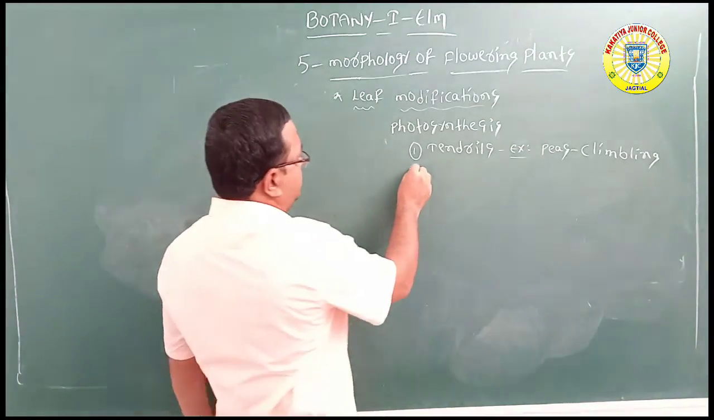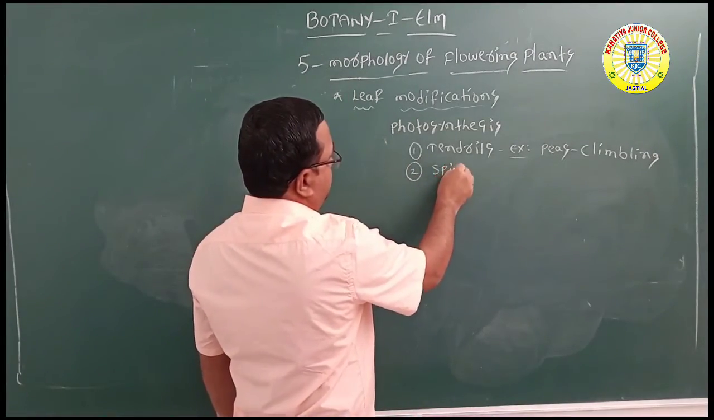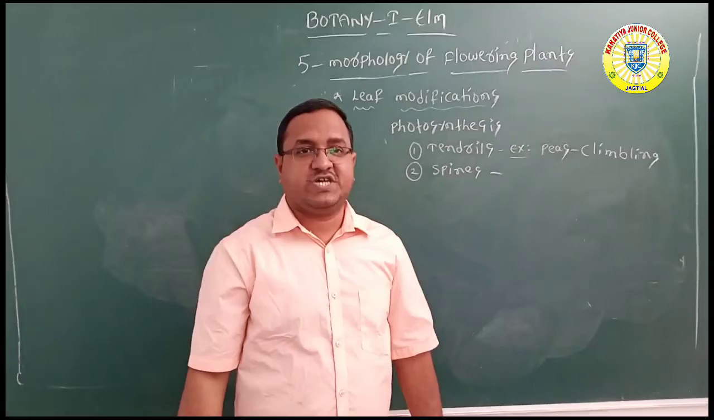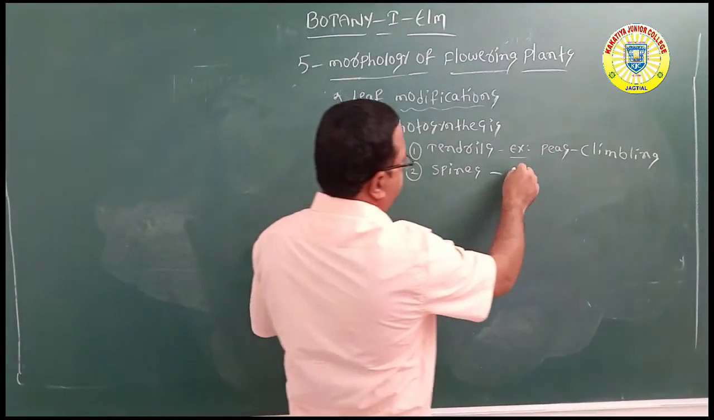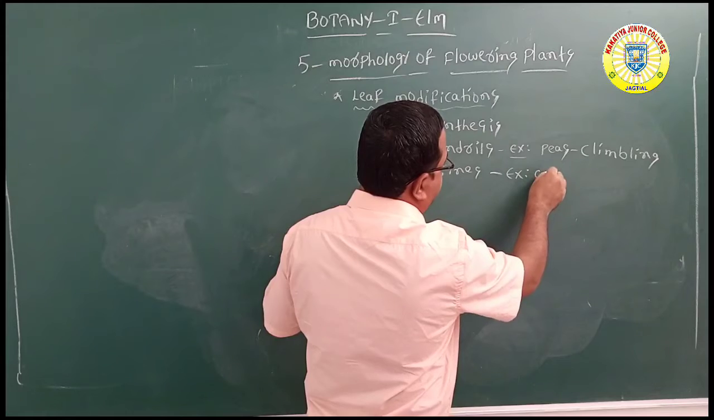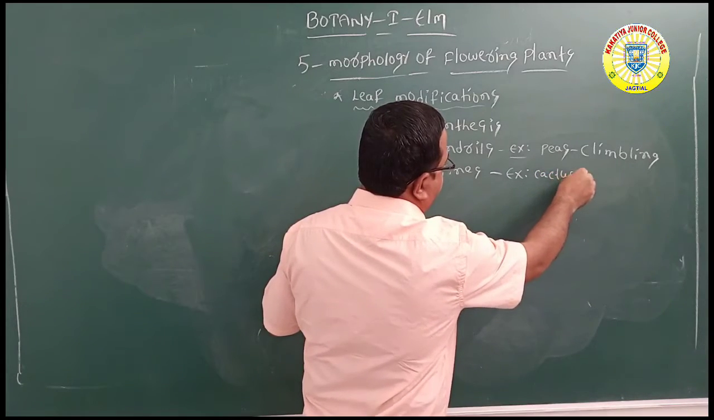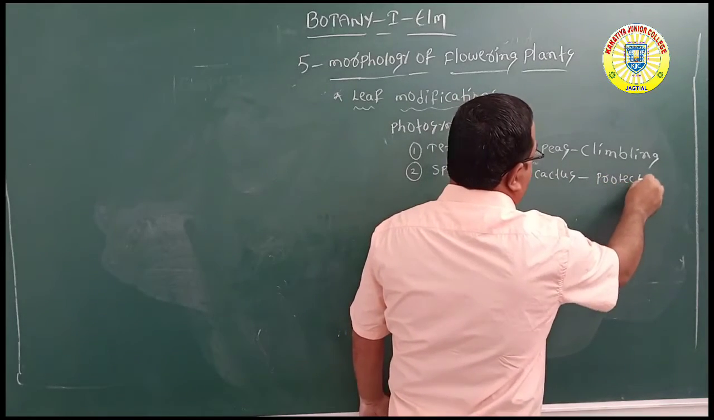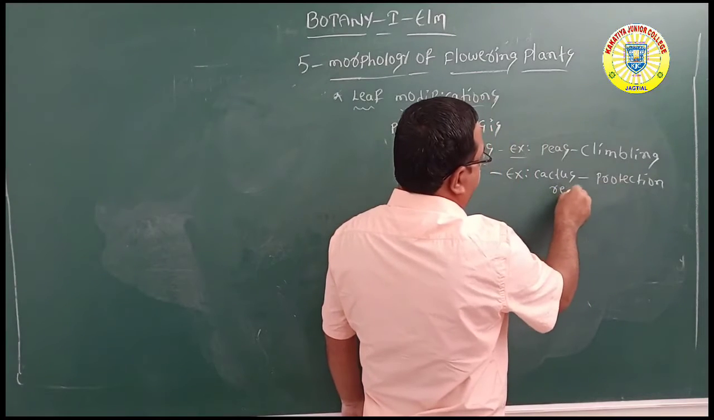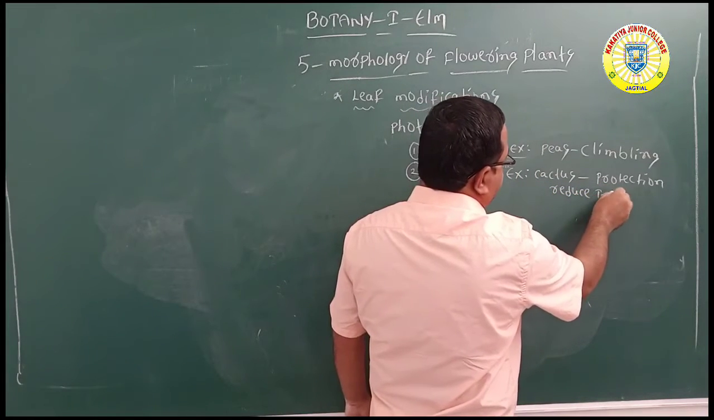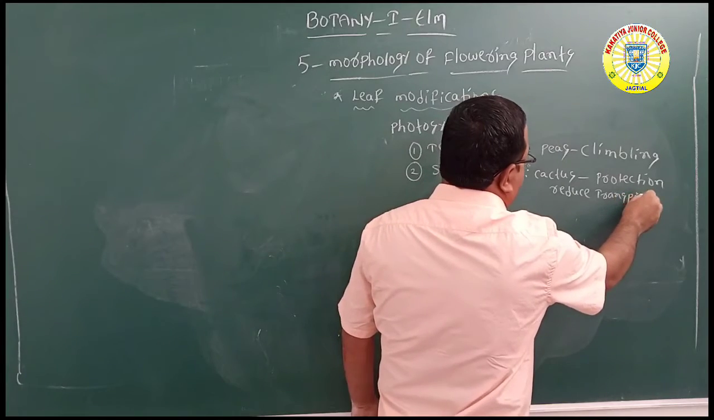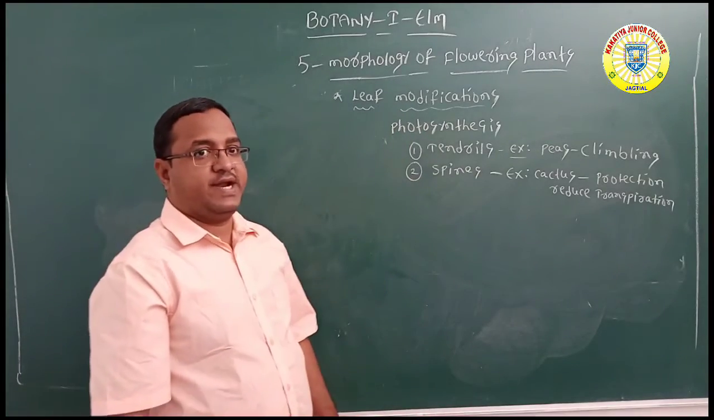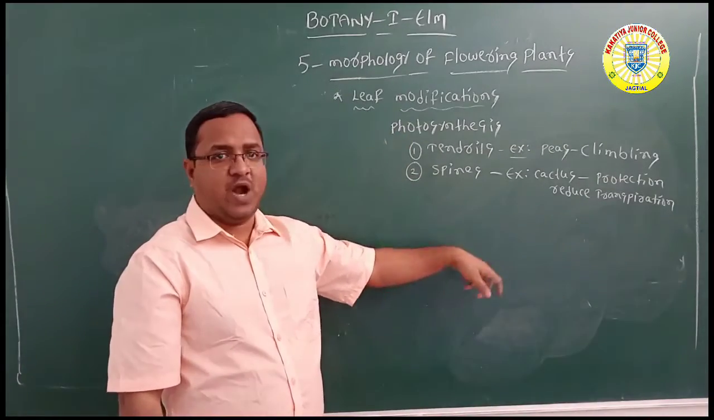Okay, next one, spines. Some leaves are modified to spines, which can reduce transpiration and provide protection. Best example, cactus. Protection and reduce transpiration. They can reduce transpiration and they can protect the plant.